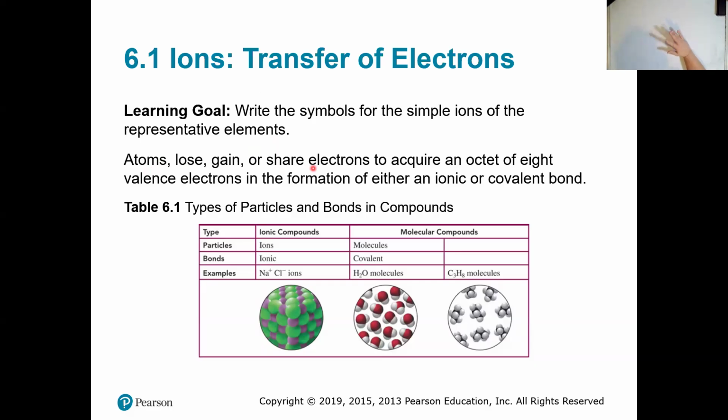Okay. How they get those 8 electrons depends on whether they're going to form an ionic bond or a covalent bond. Or if it's a noble gas, they don't need to form a bond at all because they already have their 8 valence electrons. But some of the different properties of our elements determine whether they're more likely to form an ionic bond versus a covalent bond.